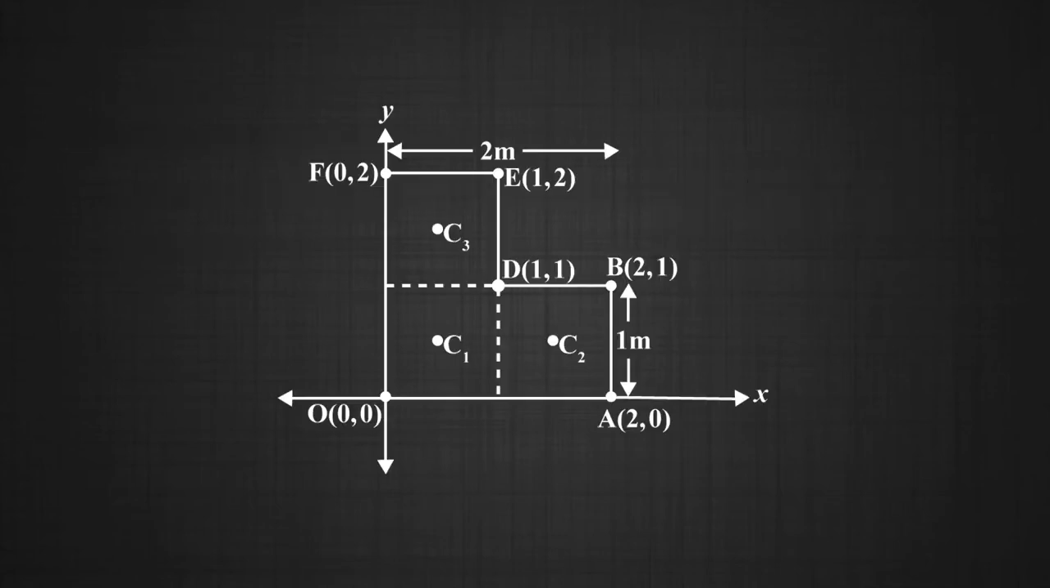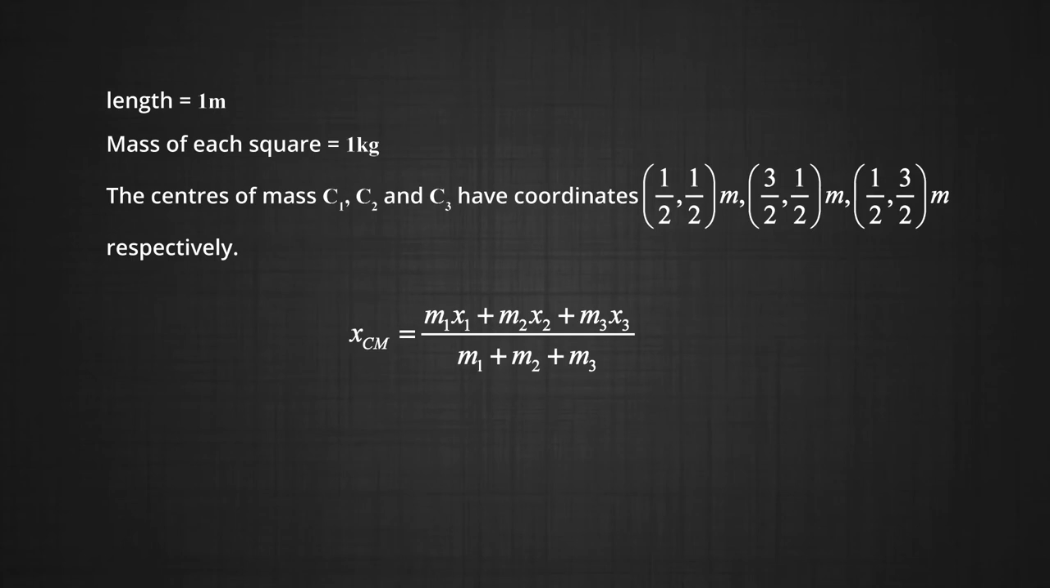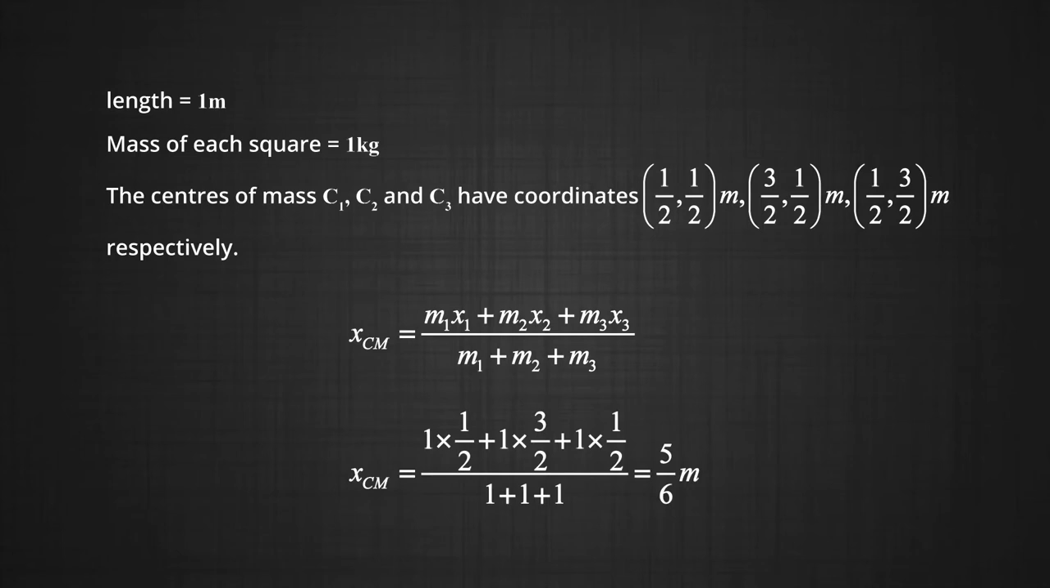We take the masses of the squares to be concentrated at these points. The center of mass of the whole L-shaped object, which is the lamina here, can then be written as XCM is equal to M1 X1 plus M2 X2 plus M3 X3 upon M1 plus M2 plus M3. X1, X2, X3 are actually the x coordinates of the centers of mass of the smaller squares which we are considering. Therefore, we can write 1 into half plus 1 into 3 by 2 plus 1 into 1 by 2, whole divided by the total mass of the L-shaped lamina, which is 3. XCM therefore comes out to be 5 by 6 meter.